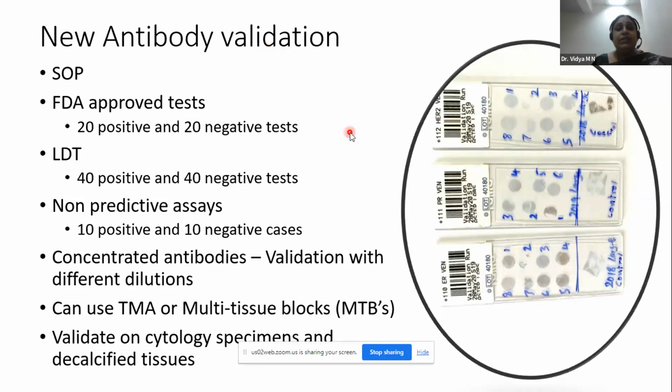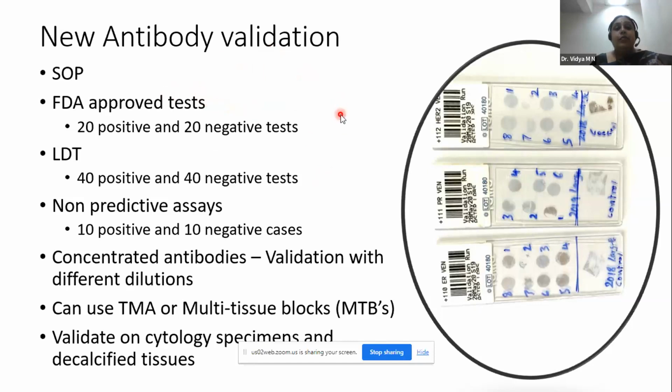And these are theranostic markers, and you need to have a proper protocol and you need to have a threshold which ASCO-CAP has already defined. So for your negative cases, it is going to be more than 95%, and your positive cases are going to be more than 90%. So this is what you are going to use.